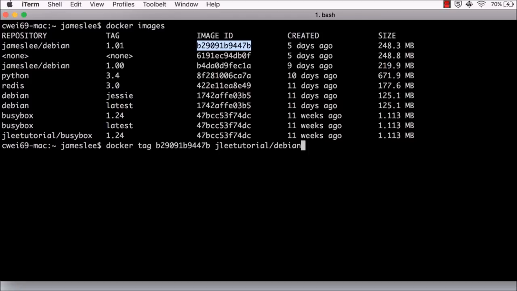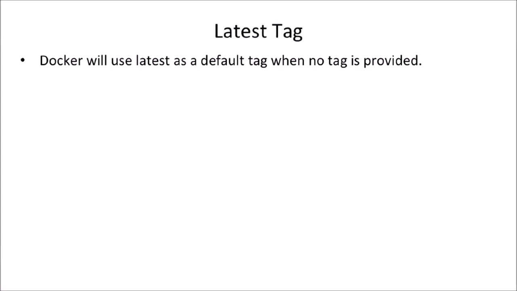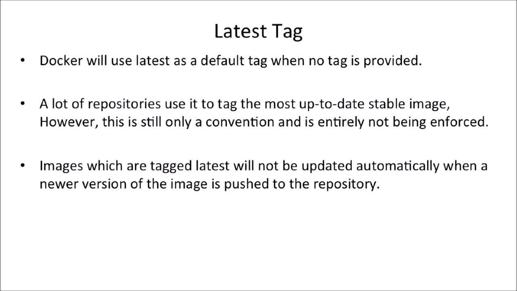But try not to use the latest tag unless you have to. Let me explain why. Docker will use latest as a default tag when no tag is provided. But beyond that, the latest tag has no special meaning. A lot of repositories use it to tag the most up-to-date stable image. However, this is still only a convention, and it's not enforced at all. Images which are tagged latest will not be updated automatically when a newer version of the image is pushed to the repository. If you're shipping Docker images to a production environment, you should just ignore the latest hack.